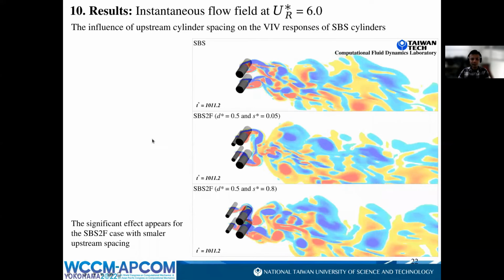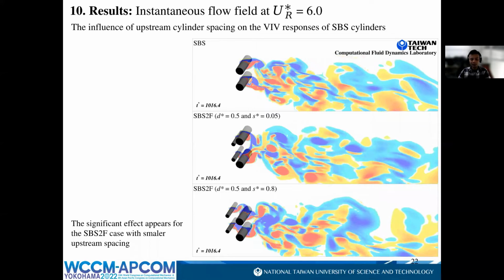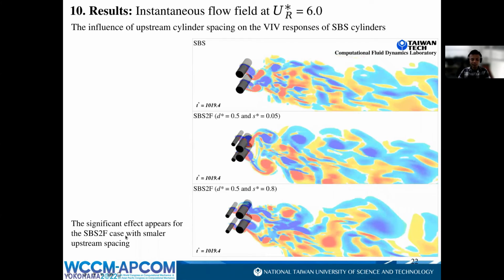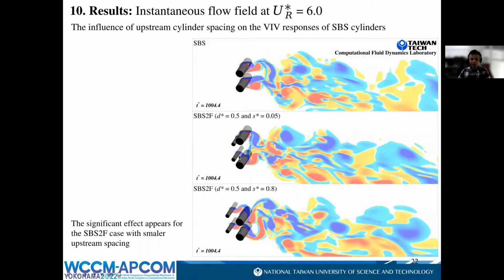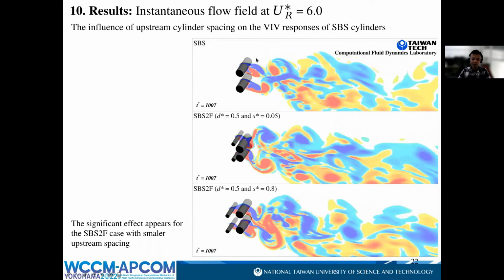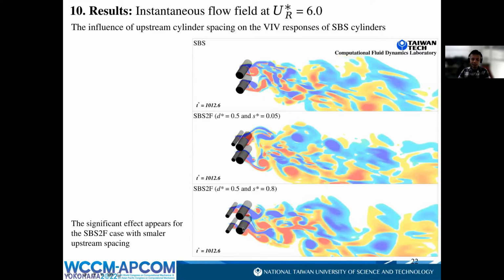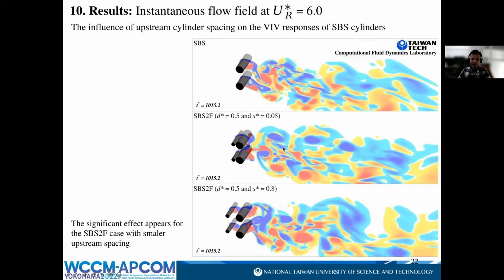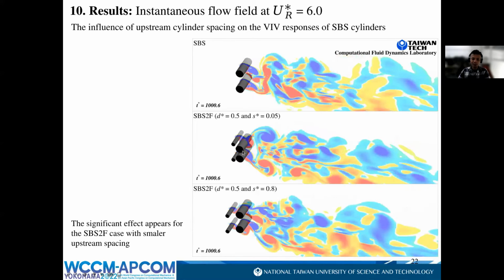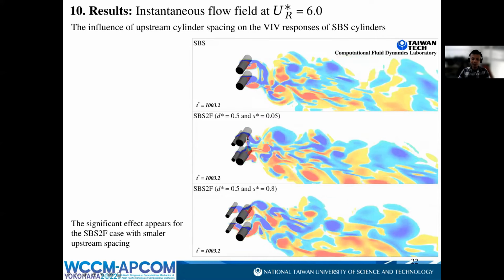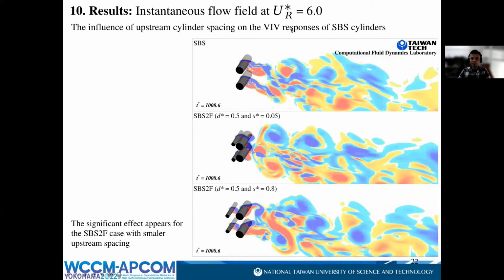Next, this is the animation for the side-by-side cylinder with the different upstream cylinder spacing. We can observe the significant effect for the case with the smaller upstream spacing, because the original response is in the in-phase response, and with the larger spacing we can see that the response is still in phase. But if we use the smaller spacing, we can see the response become anti-phase here. So we can conclude that the smaller spacing will give the significant effect on the VIV response.